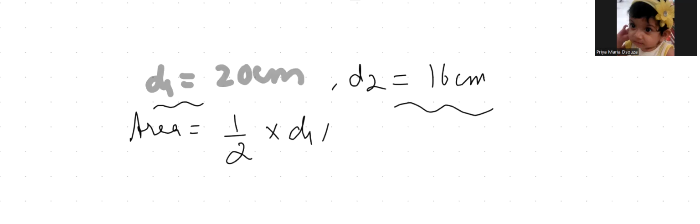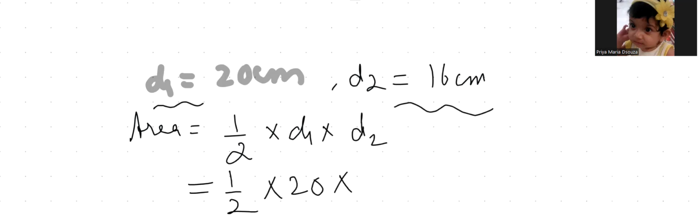Now when I give you the diagonals of a rhombus and I ask you to find the area, the area is half into diagonal 1 into diagonal 2, isn't it? That will be half into D1, 20, into 16. It doesn't matter because multiplication is commutative, no? 16 into 20 or 20 into 16, whichever way. So half into D1 into D2.